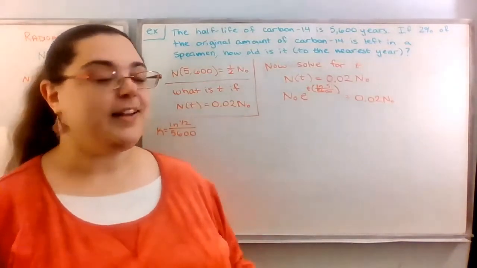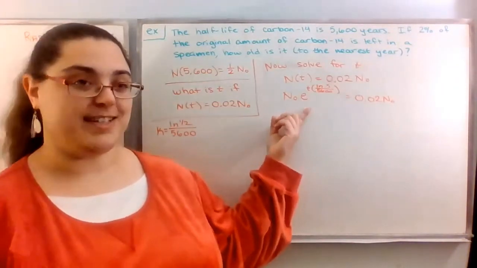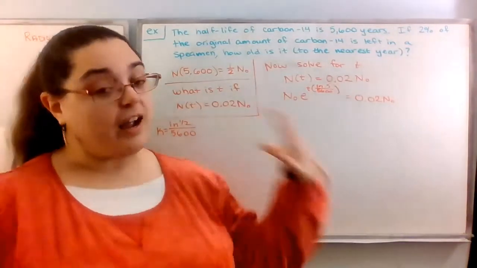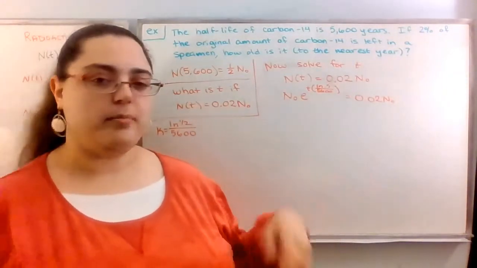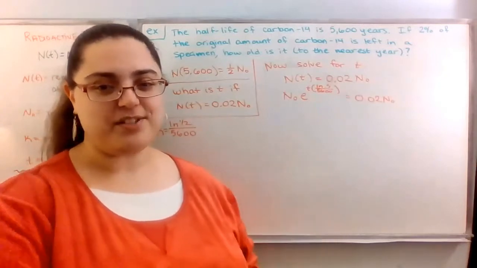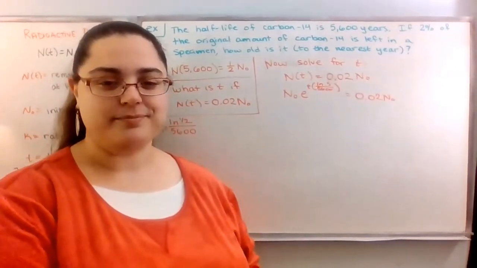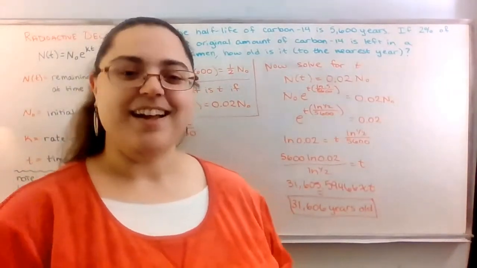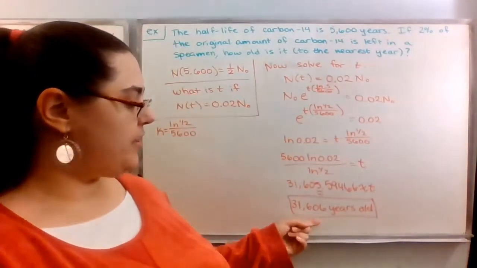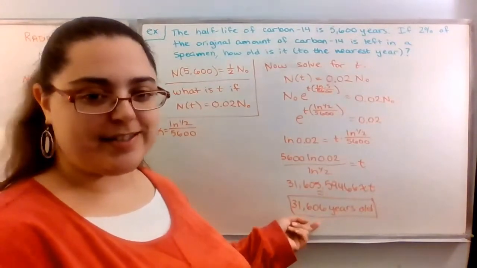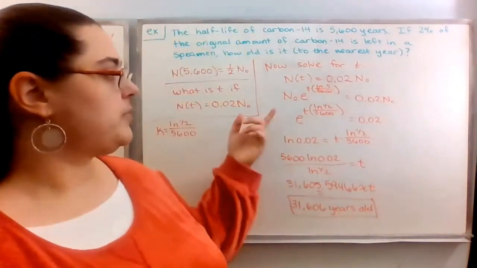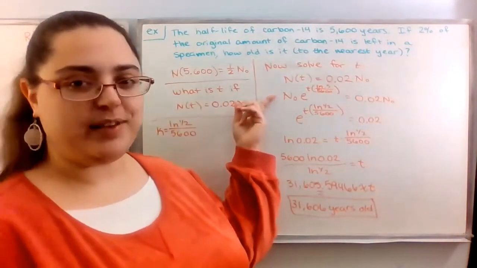All right, so take a moment and solve this equation for t, and you're going to round your answer to the nearest year. And after you've solved that equation, unpause the video, and I should have my solution on the board, and we'll talk through it. All righty, so I got at the end 31,606 years about.